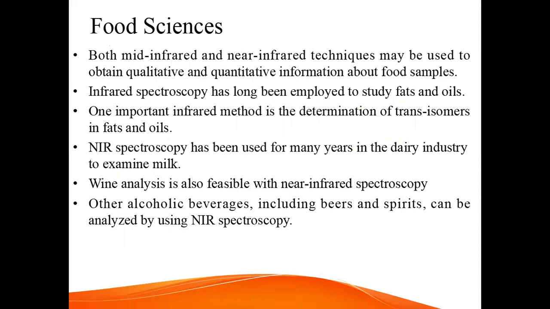Food sciences. Both mid-infrared and near-infrared techniques may be used to obtain qualitative and quantitative information about food samples. Infrared spectroscopy has long been employed to study fats and oils. One important infrared method is the determination of trans isomers in fats and oils. NIR spectroscopy has been used for many years in the dairy industry to examine milk. Wine analysis is also feasible with near infrared spectroscopy. Other alcoholic beverages, including beers and spirits, can be analyzed by using NIR spectroscopy.